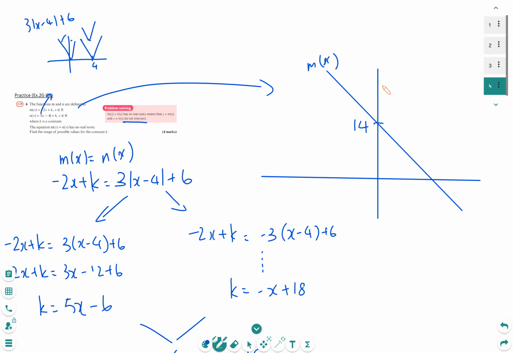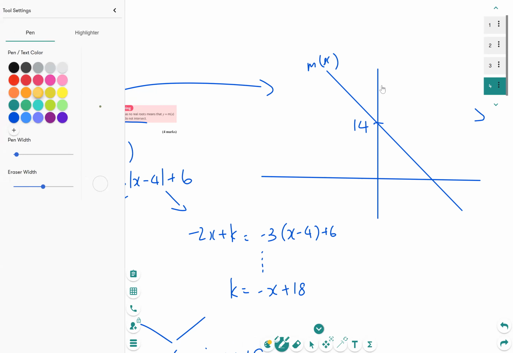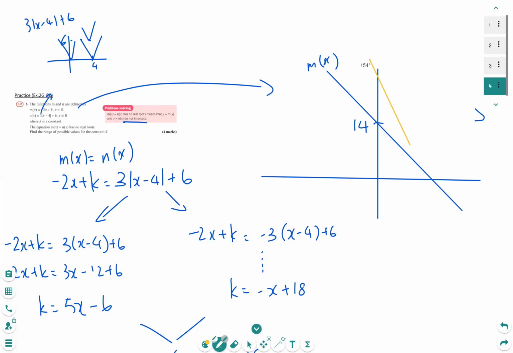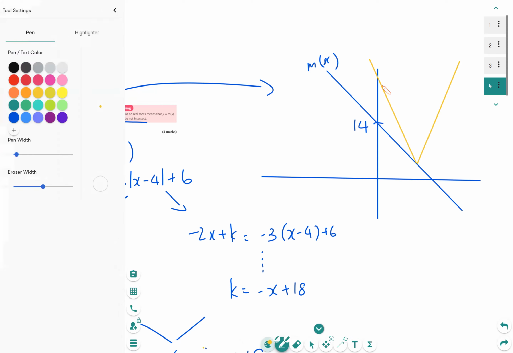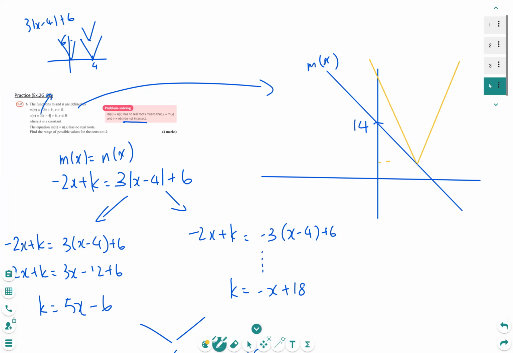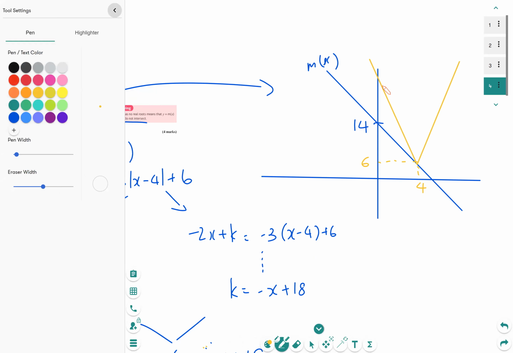Because they do intersect, that means the graph has to look like this. Because otherwise they don't intersect. And what we know is that the point here must be 6, and that point here is 4. So that's n of x.